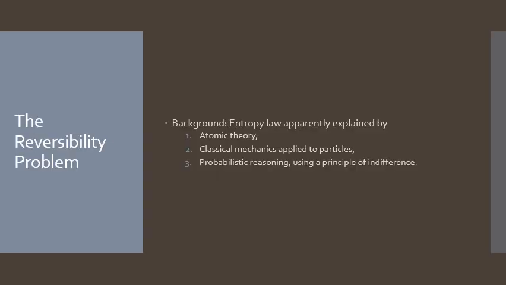Now, I assume that you listened to the previous lecture about entropy. If you haven't, go back and listen to that. But just as a brief review, we said that the entropy law, the law that entropy is constantly increasing, can be explained by these assumptions. First, atomic theory, that all of the material objects around us are made of a very large number of tiny particles in random motion. Second, classical mechanics applied to these particles. And third, ordinary probabilistic reasoning starting from an application of the principle of indifference, namely where you assign a uniform probability distribution over regions of the phase space for your physical system.